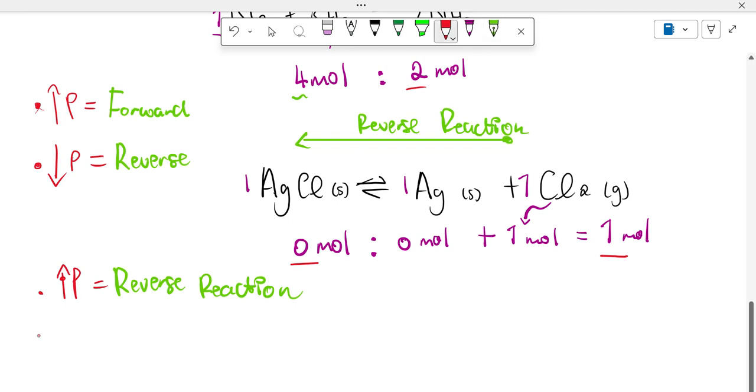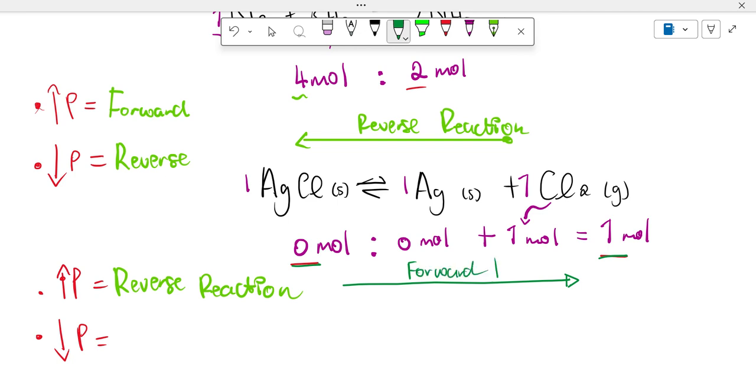Cool. And then what happens now if I decrease the pressure? Remember, decreasing pressure favors the side with the highest moles. And I hope you can see by now, ladies and gentlemen, that I have 1 which is greater than 0. Therefore, the system will then move in the forward direction, or the forward reaction rather. Therefore, when I decrease the pressure, I favor the forward reaction.